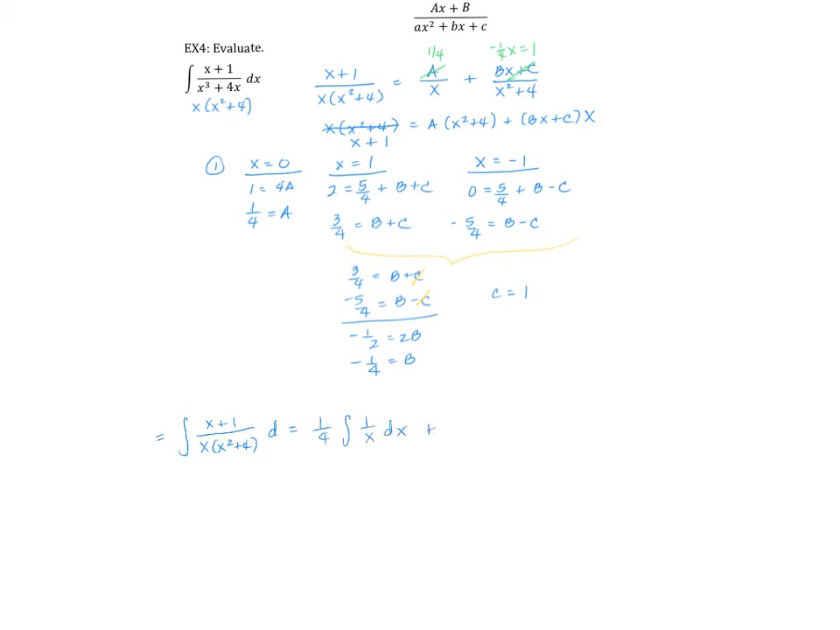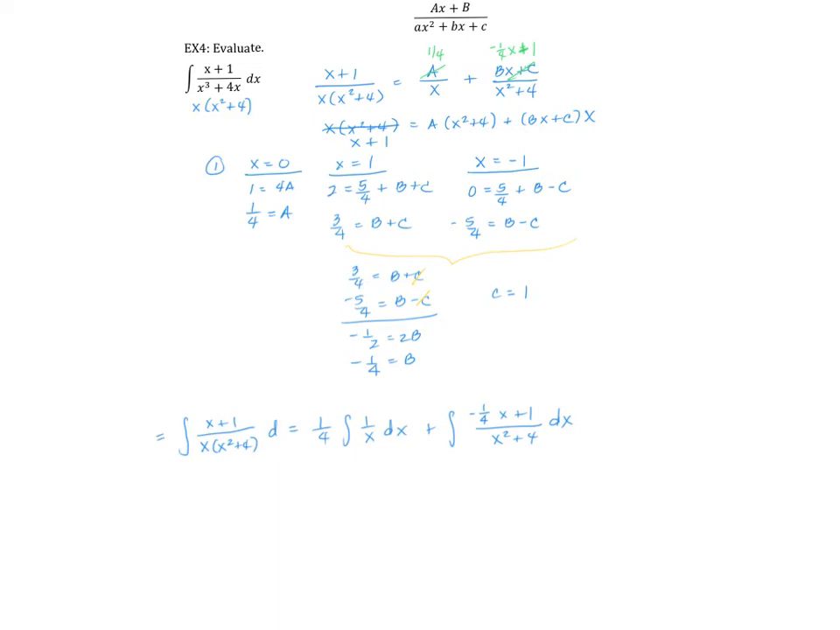Plus, you know what, I'm going to leave it the way it is and not factor anything out. I want to look at it for a little bit. Negative 1/4 x plus 1 over x squared plus 4. Did you see what I did up here? I wrote equal instead of plus. And then I have to go ahead and evaluate those two integrals.